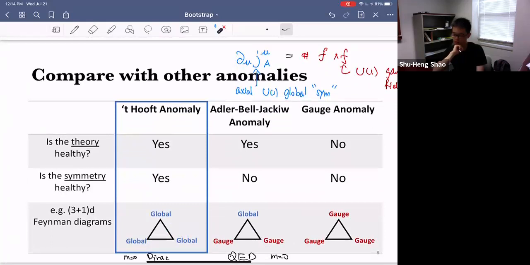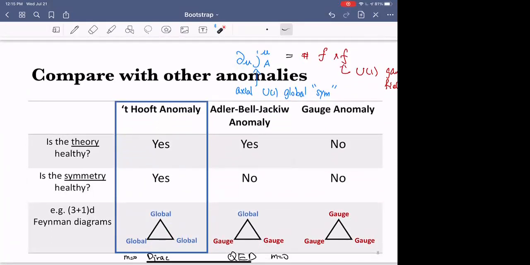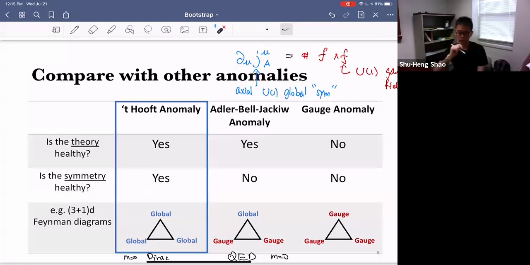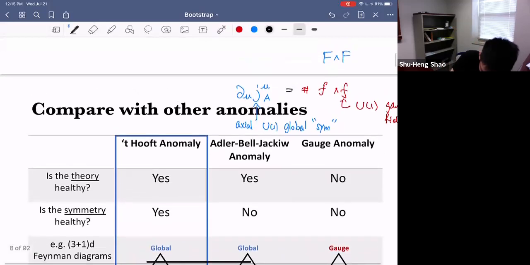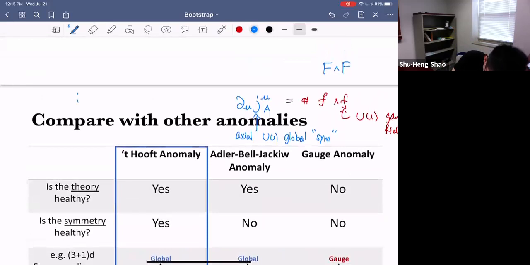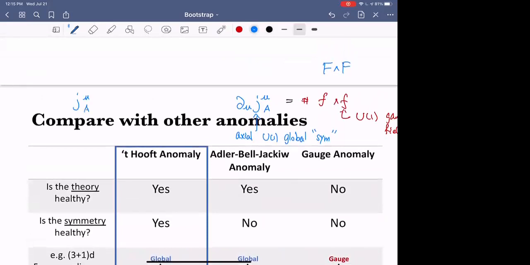It's a good point. Yeah, let me think about how to say it. I think this is related to the idea that you can move the anomaly around between different currents. Right, but then I think the problem is that that's not a good local operator, right? So what you are suggesting is that F wedge F is d of something local.